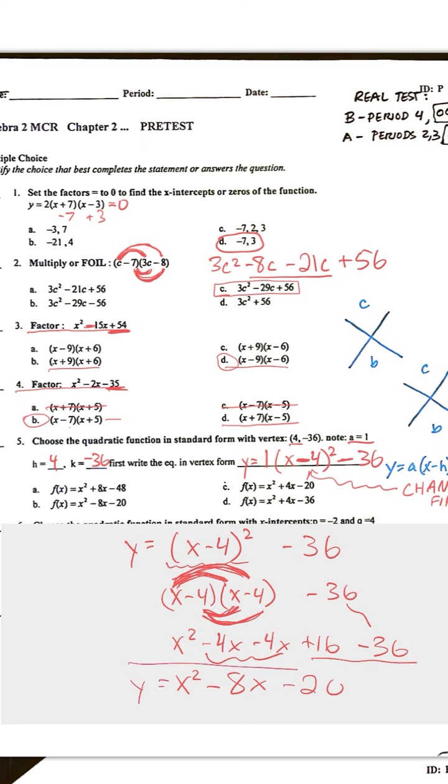All right, let's see if we got it. B's looking good. All right, remember the steps. Change that first sign. If h is 4, you've got to write x minus 4. If h had been negative 4, you would have said x plus 4.